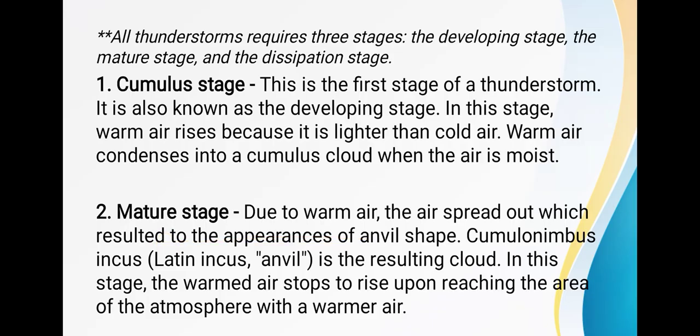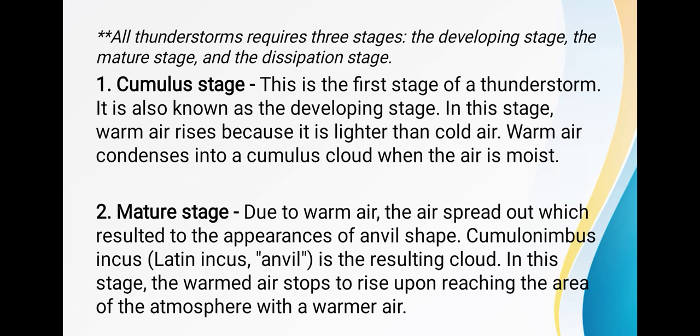All thunderstorms require three stages in how they develop. Number one is the cumulus stage. This is the first stage of the thunderstorm. It is also known as the developing stage. In this stage, warm air rises because it is lighter than cold air. Warm air condenses into a cumulus cloud when the air is moist. So earlier I mentioned to you that in higher temperatures, water molecules go in an upward motion, and it will form a cumulus stage.